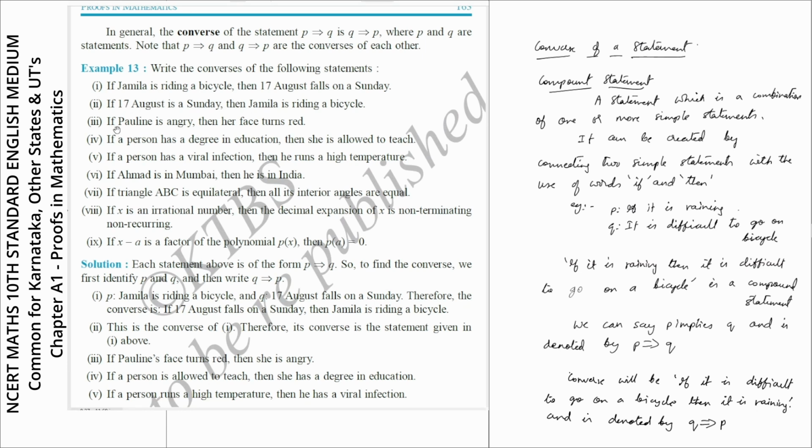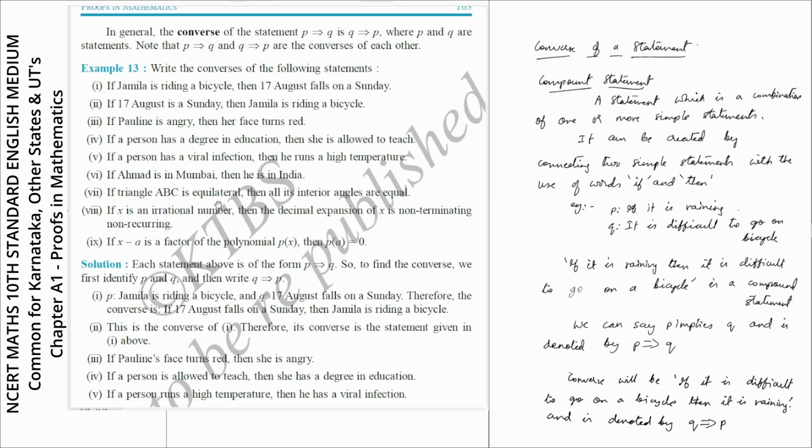The third sub question, if Pauline is angry, then her face turns red. So the answer will be if Pauline's face turns red, then Pauline is angry. Fourth sub question, if a person has a degree in education, then she is allowed to teach. If a person is allowed to teach, then that person has a degree in education. If a person has a viral infection, then he runs a high temperature. If a person runs a high temperature, then that person has a viral infection. If Ahmad is in Mumbai, then he is in India. If Ahmad is in India, then Ahmad is in Mumbai.